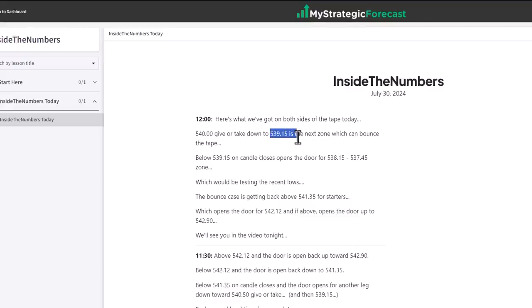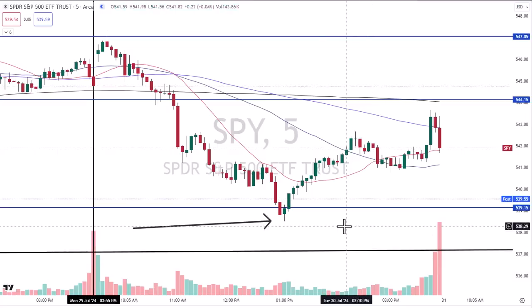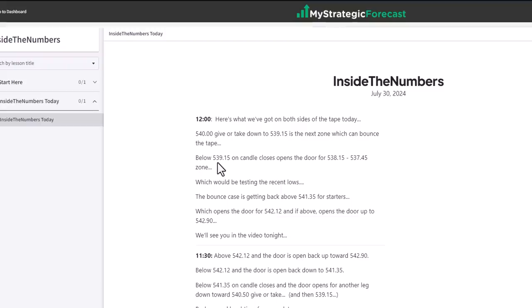539.15 is a number that can bounce the tape, is the next zone which can bounce the tape. And there you have it, 539.15. Spiked it by a few pennies, ripped it back up in the other direction, but 539.15 can bounce the tape. Pause them, read them, double check the work. If you're active in the S&P, whether it be options, exchange traded products, futures, micros, it doesn't make any difference. If you're active with the S&P during the trading day, this is information that can help you. Let's leave it at that.